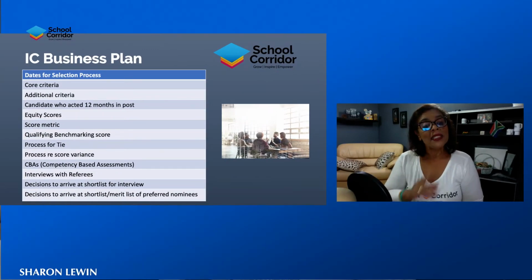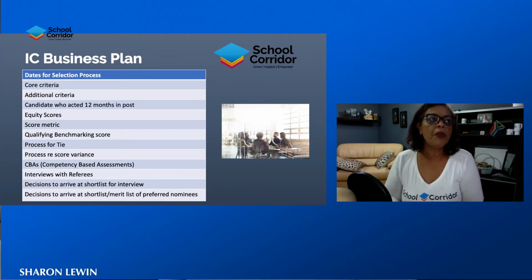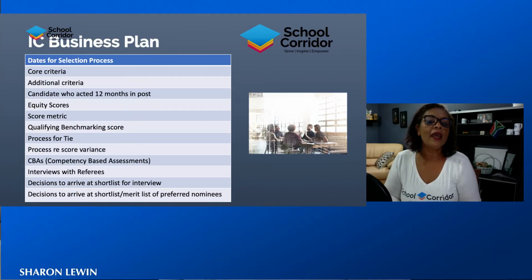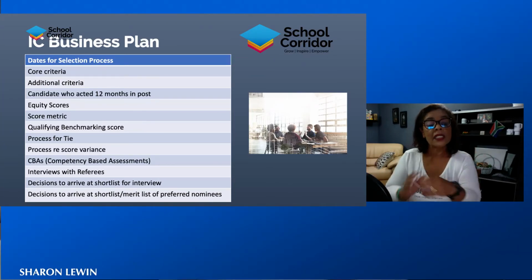So on the competency based assessments, I don't know if Zahir is in the house, but you'll notice that the preface also states that all department heads, deputy principals, and principals will be invited to participate in the competency based assessments if the governing body decides to do that. But it's recommended in the preface. I see it's written in bold, but it's a recommendation.